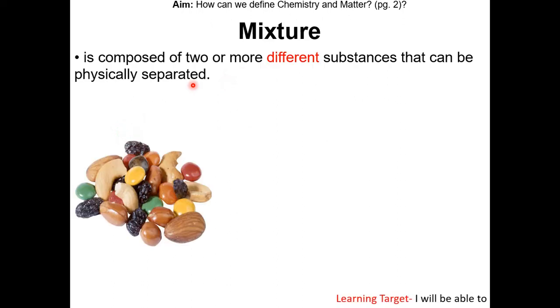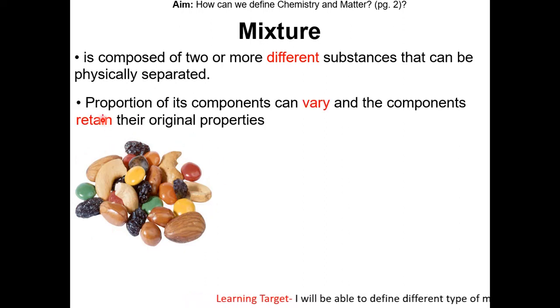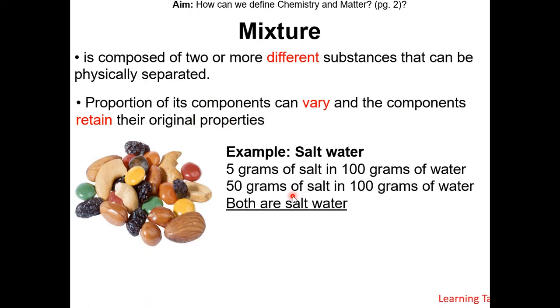The last type of matter is mixture. A mixture is composed of two or more different substances that can be physically separated. Here's a mixture of raisins, M&Ms, and nuts. You can physically separate this mixture using your hand. In a mixture, the proportion of its components can vary, and the components retain their original properties. For example, let's say you have two solutions. One solution has 5 grams of salt in 100 grams of water.